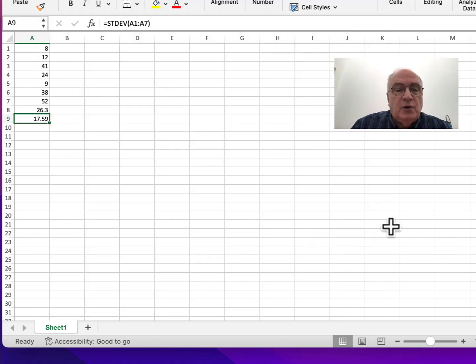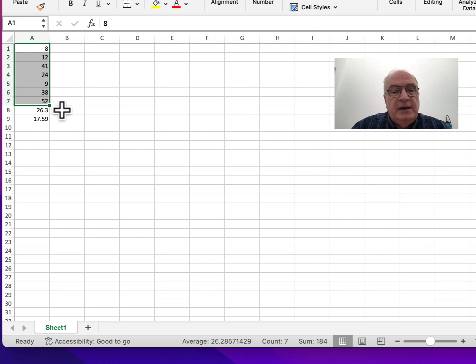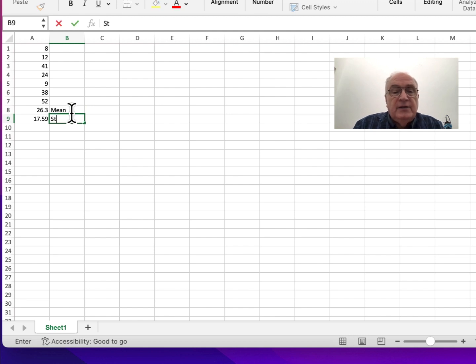So you see some protocols. Here are the data sets. Here is the mean. The mean has one more decimal than the data set. Here's the standard deviation, and the standard deviation has one more decimal than the mean. So I'm just going to put there so you remember that that's the mean and that's the standard deviation.